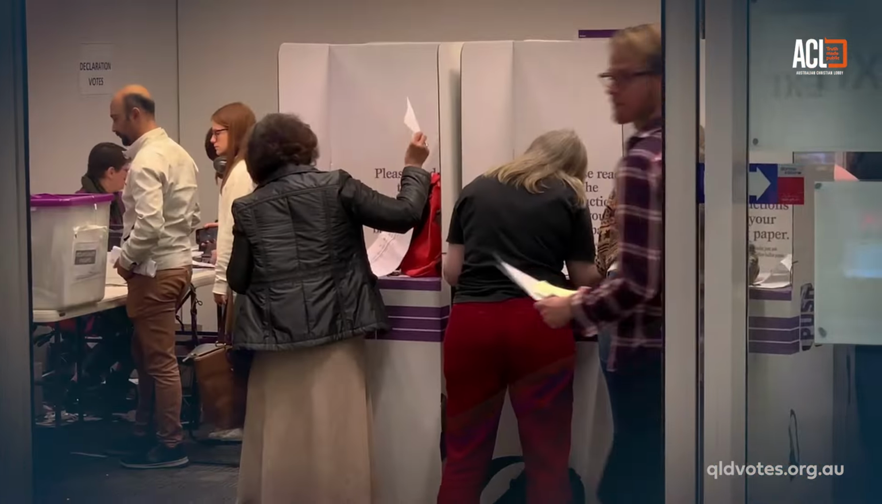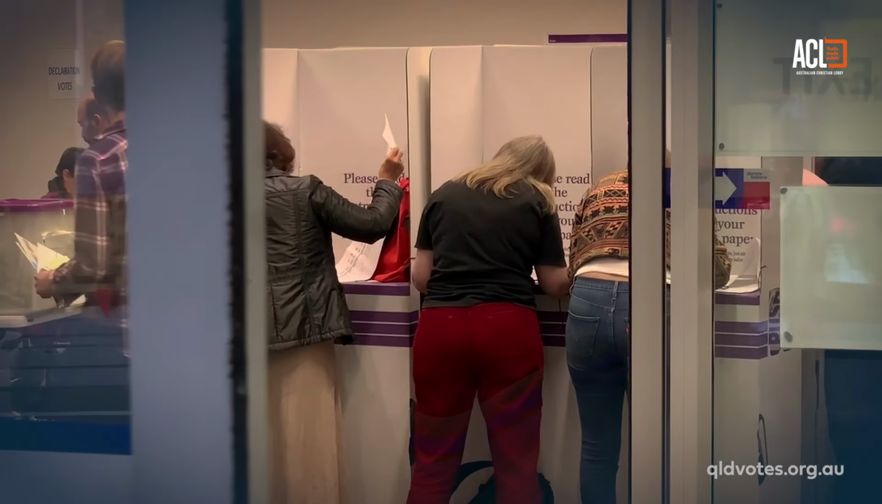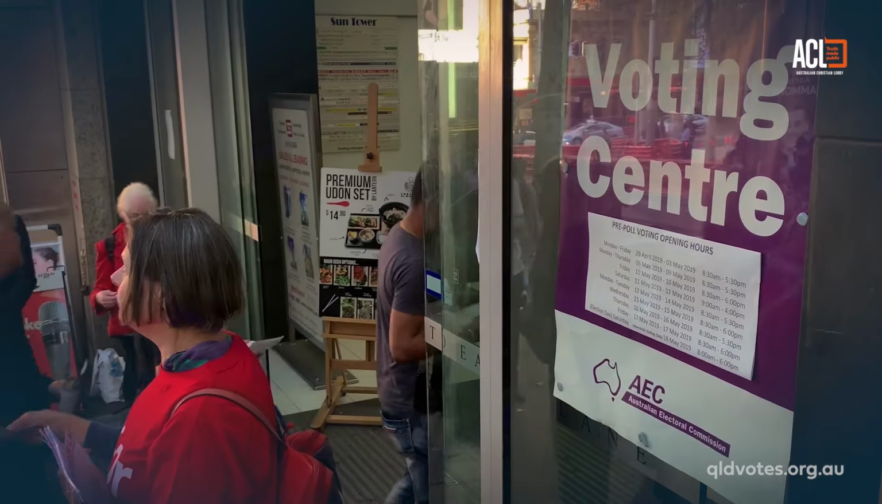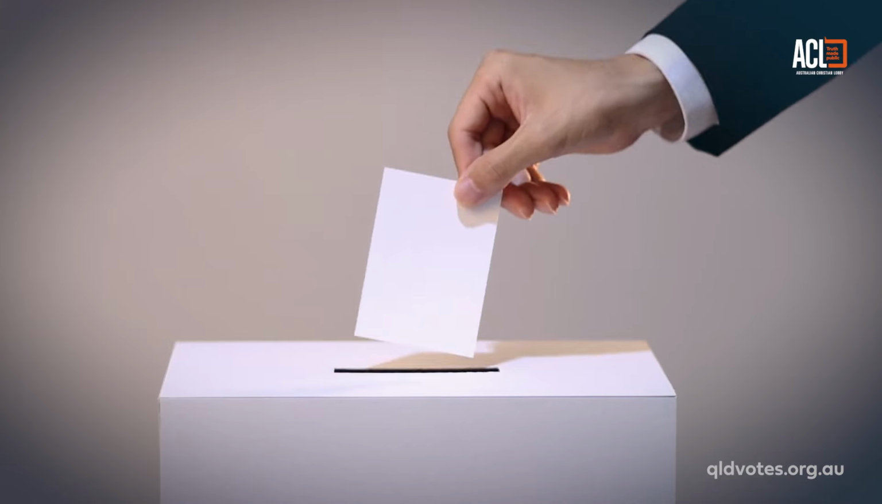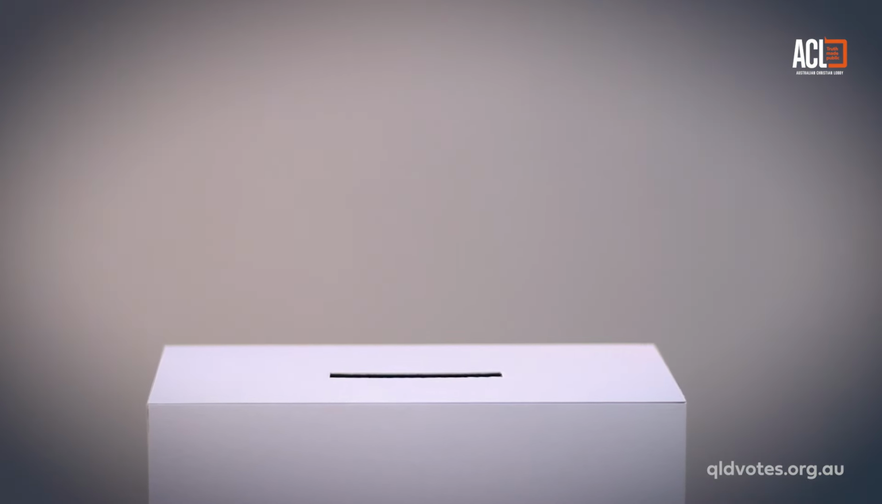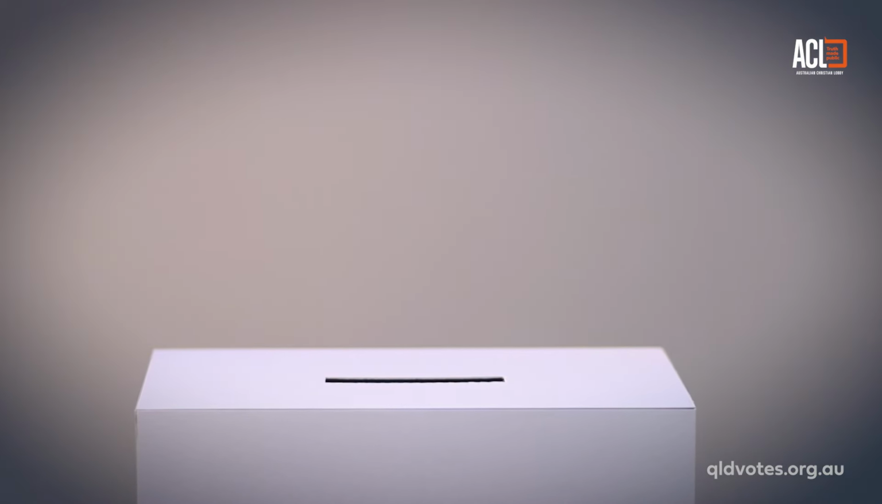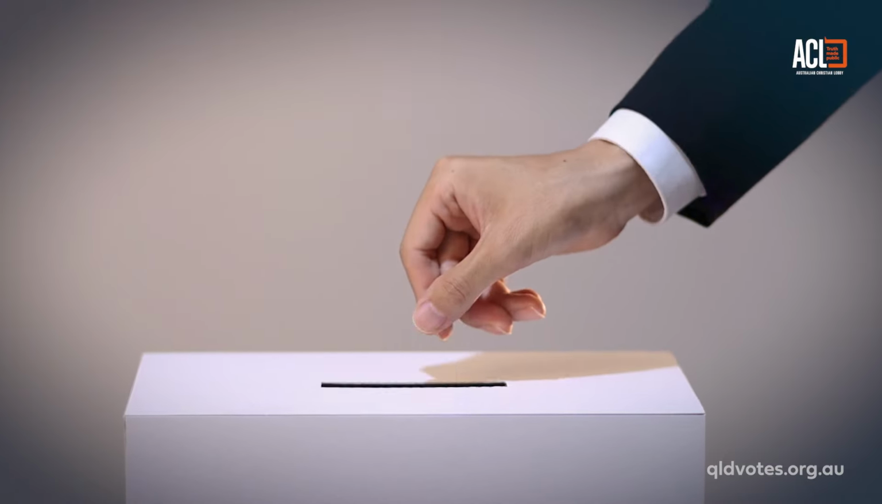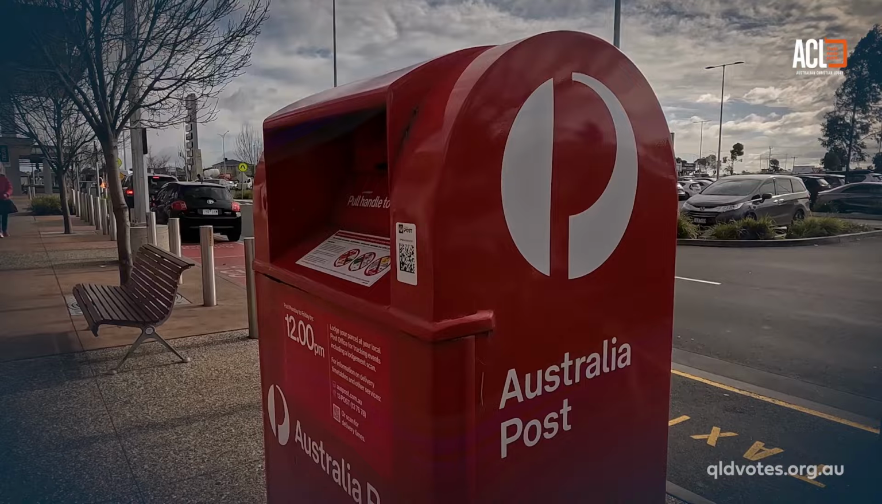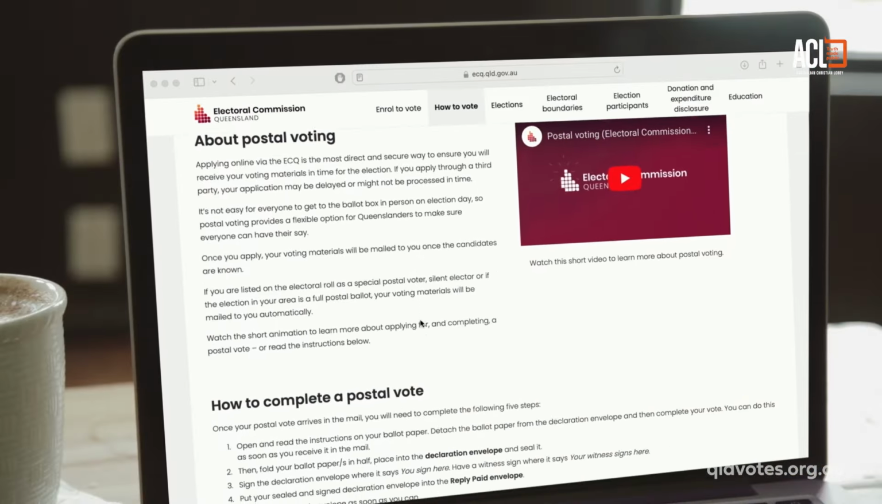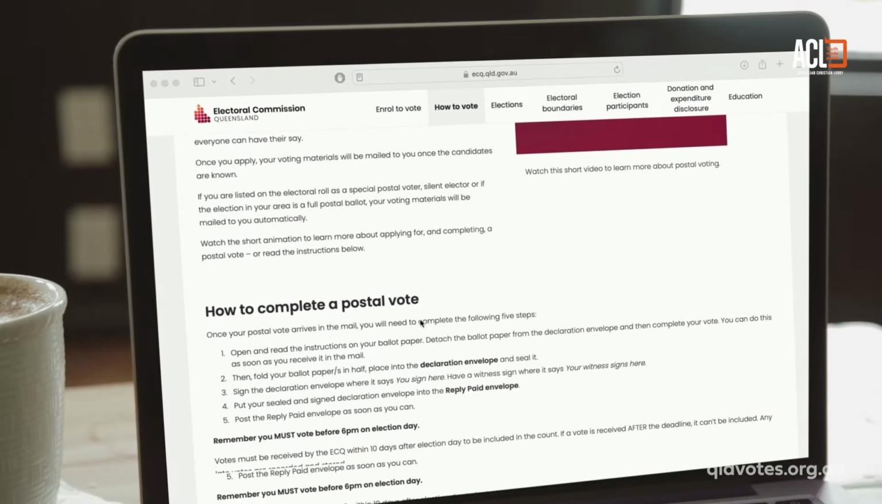To participate in the election, Australian citizens over 18 and residing in Queensland must be enrolled to vote with the Australian Electoral Commission. Early voting starts prior to election day and usually continues until 6 p.m. on the Friday before election day. Postal voting allows eligible voters to receive and cast their ballots by mail. To apply for a postal vote, you can visit the Electoral Commission of Queensland's website.